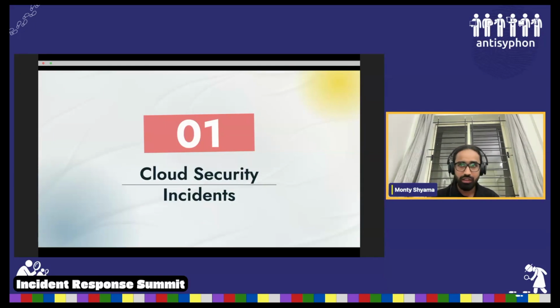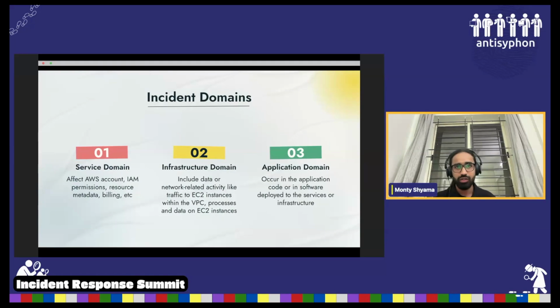Coming to part one, cloud security incidents, incident domains. From a very broad perspective, cloud security incident domains are divided into three categories: the service, the infrastructure, and the application. Incidents in the service domain affect the AWS account, IAM permission, resource, metadata, billing, etc. The ones in the infrastructure domain are all the incidents related to your EC2 instances, your VPC, processes running on the EC2 instances, and all the data residing on the EC2 instances.